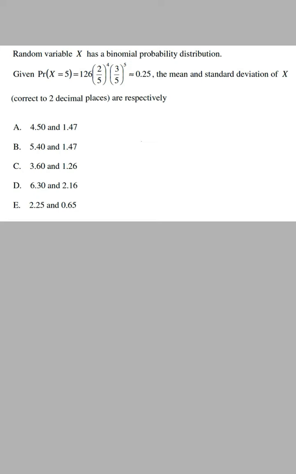There's a trap in this binomial distribution question. Are you going to fall for it? Reading the question, we've got random variable x has a binomial probability distribution. Given that the probability of x equals 5 equals this, the mean and the standard deviation of x, correct to 2 decimal places, are respectively.